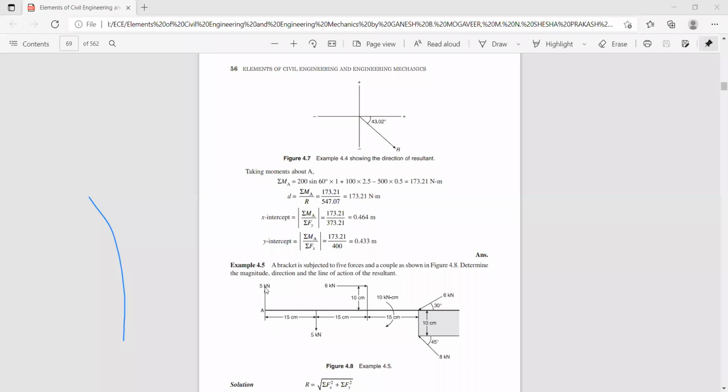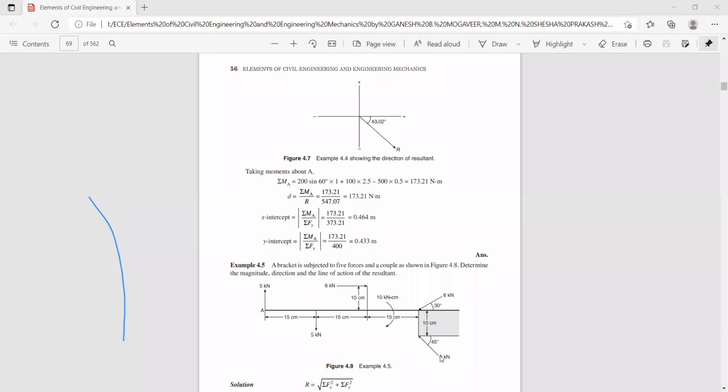Here, this is the vertical force, and here you have a 6 kilonewton force, which is parallel to x-axis. So sigma F of x is plus 6, acting in the positive direction. You should not take this because it is a moment, not a force, correct? We are only summing all the forces which are parallel to x-axis. That is sigma F of x is 6 kilonewton. And if you resolve this force, its horizontal component is minus 6 cos 30. So sigma F of x is 6 minus 6 cos 30.